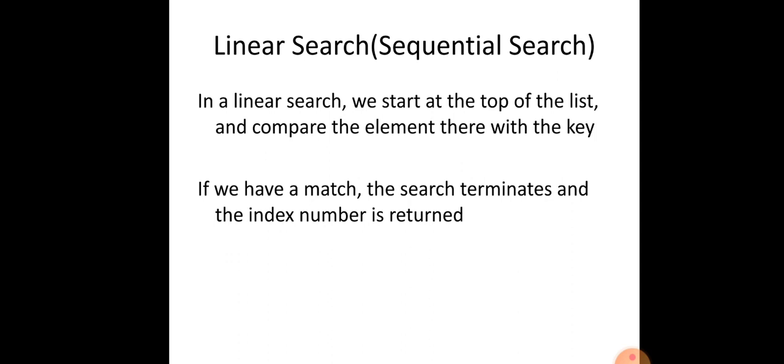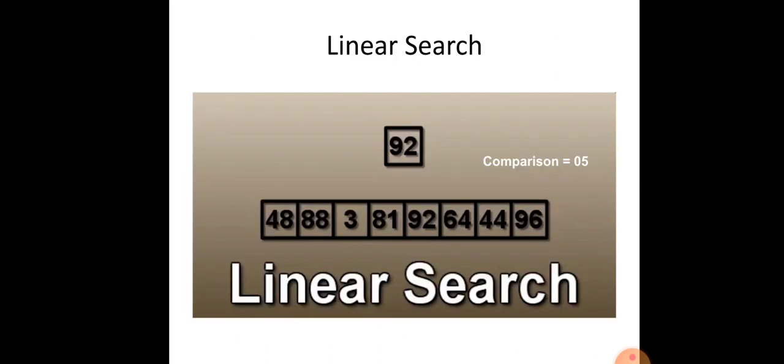Here, we start at the top of the list and compare the element with the key. If we have a match, then the search terminates and the index number is returned. So it goes on repeatedly in the linear search algorithm. For example, the key value given here is 92. This is the array given, and we are going to search for the element 92.